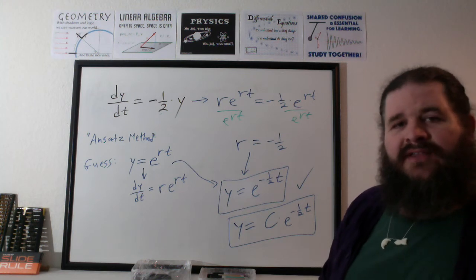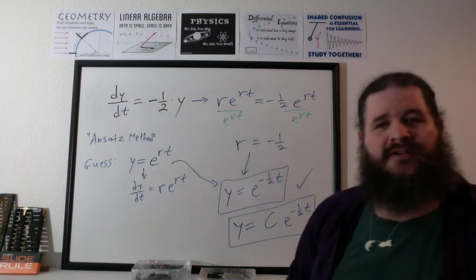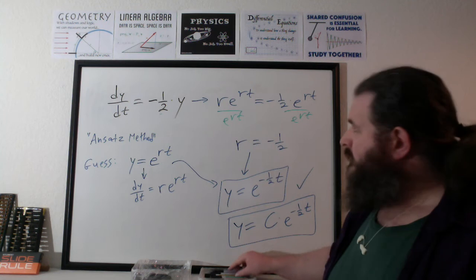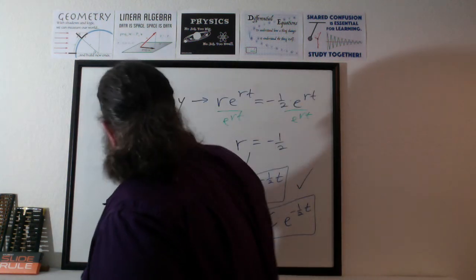So that's the ansatz method. You make a guess, and then take its derivatives, substitute all those into the original differential equation, and see if it works. Another method that's often useful, specifically for certain first-order equations, is the idea of separation of variables.